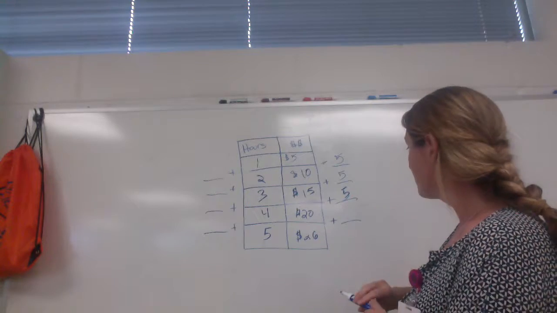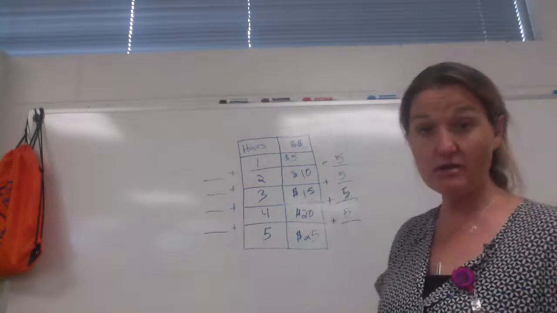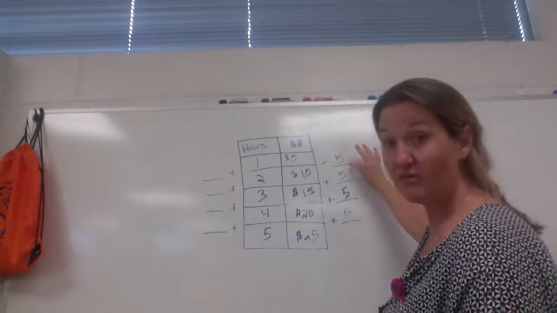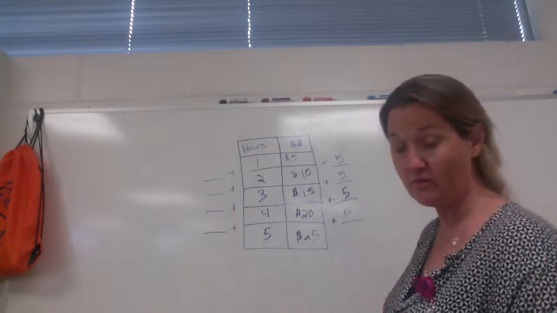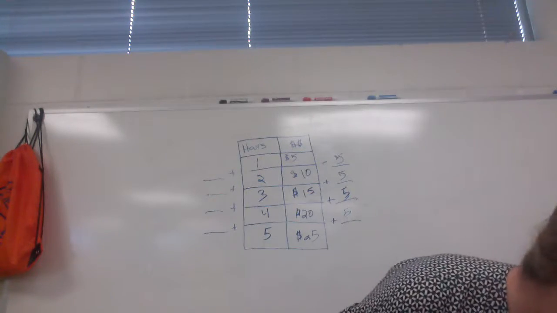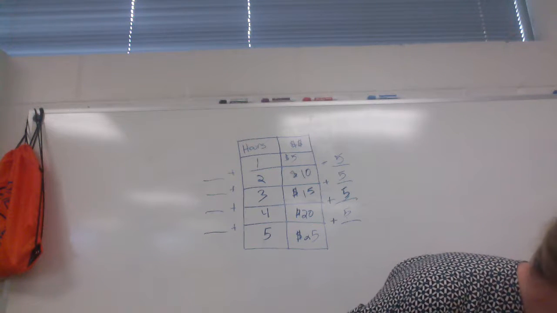So that is a vocabulary word that you're going to be seeing. They'll give you some tables and ask, is this a constant rate? So you need to look: that's going up by 5, 5, 5, 5, 5. Oh, yes, it's the same number each time. That is a constant rate. All right, let's see what else they want you to do with this.